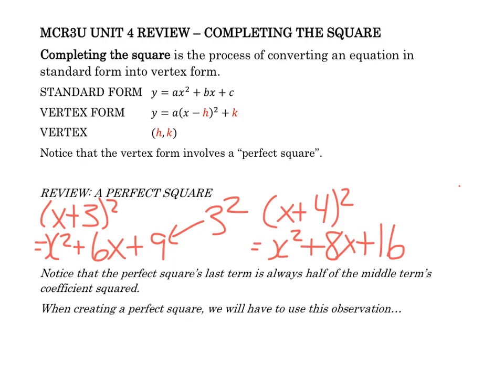constant term. Let's take a look at x plus 4 all squared and expand it. X plus 4 all squared equals x squared plus 8x plus 16. If I take half of 8, that's 4, and 4 squared gives us 16. So it appears that the perfect square's last term is always half of the middle term's coefficient squared. We're going to have to use this fact when creating a perfect square.